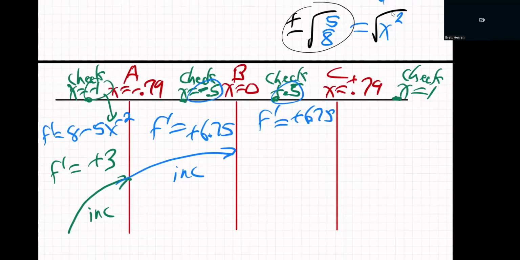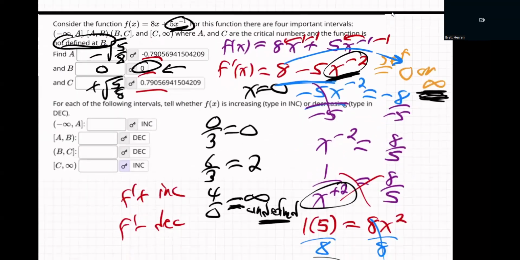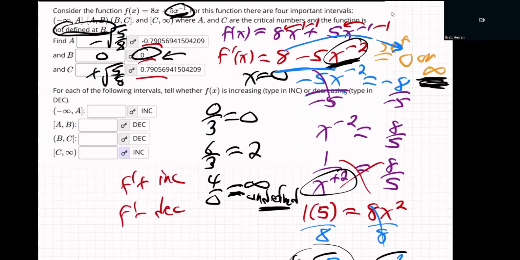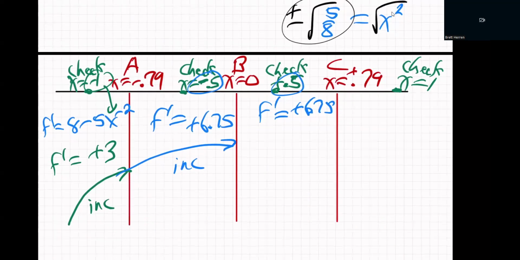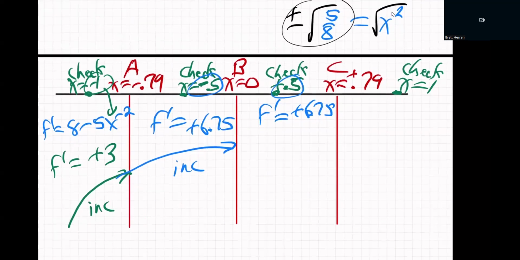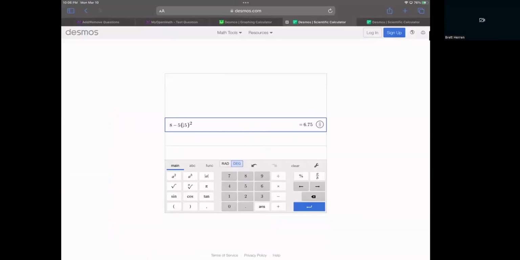Is this right? Are we getting the right answers? No, this should have been decreasing. What am I doing wrong? It's supposed to be 8 minus 5x minus 2. Let me double check. Am I doing something wrong? Oh, that's a positive part. That should be negative. There's my mistake.